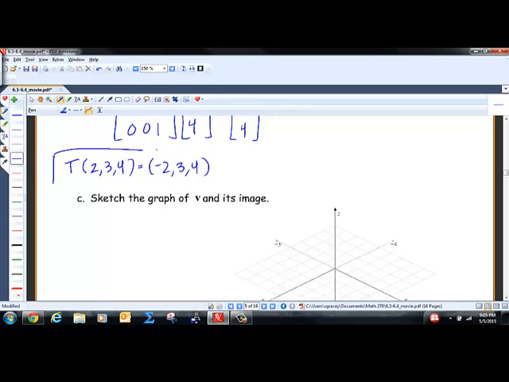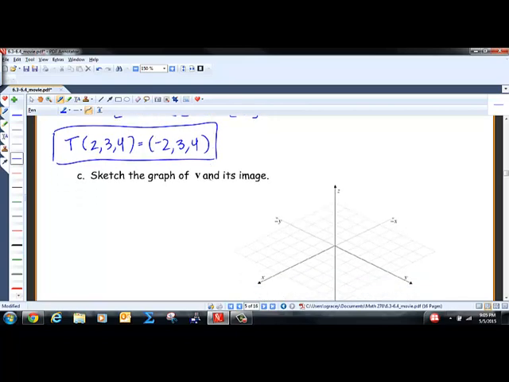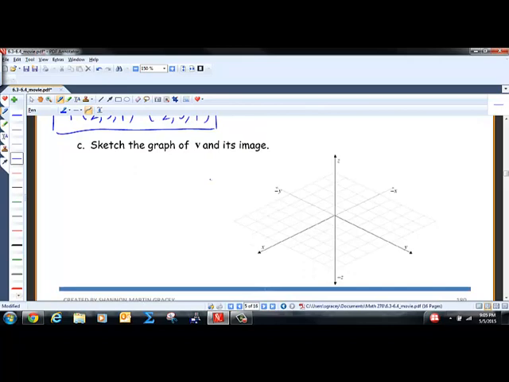We'll circle that. So now if we sketch the graph of V and its image. It's been a little while since I did 3D graphing, so let's check it out. If we have each of those boxes be 1 unit, we're going to have to go up a little for V.